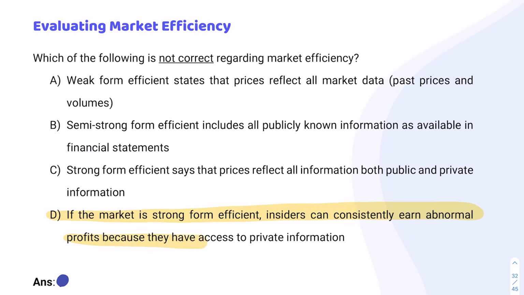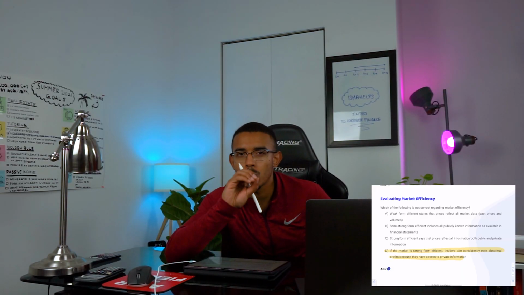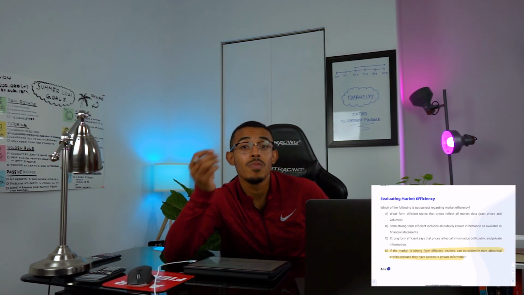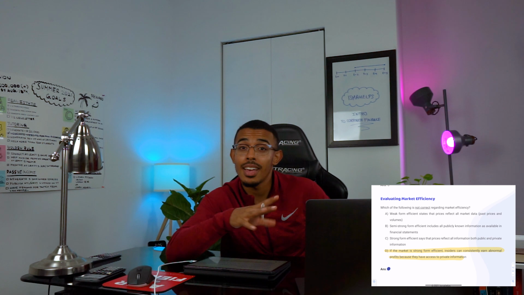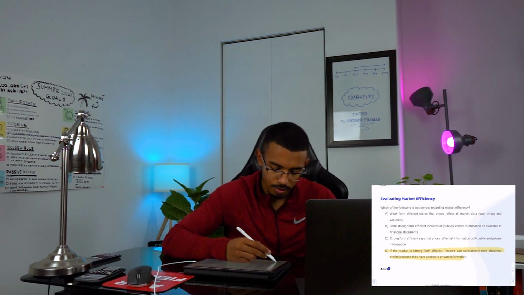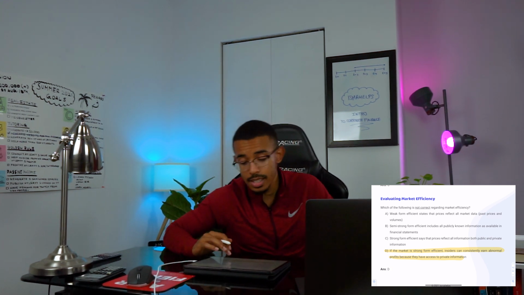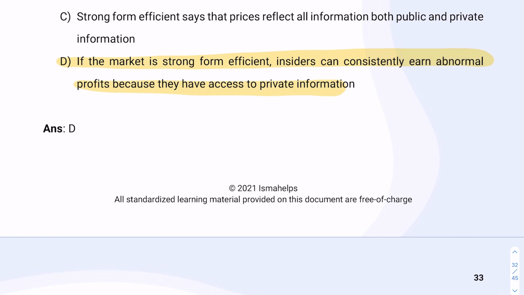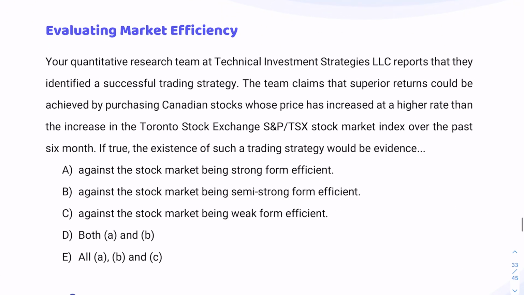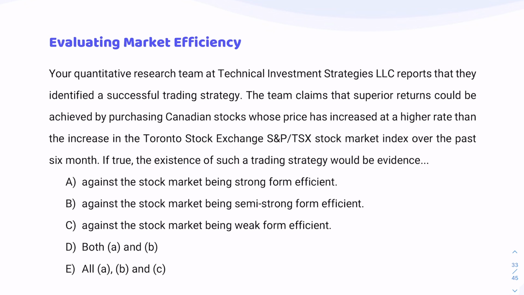There's literally no chance that if the market is strong form efficient, you'd be able to yield abnormal returns with insider information. That would not make sense at all. Such that you see here, D is definitely no bueno. It's not very nice. It's not it. All right? So now we have the last question, and it's super cool.